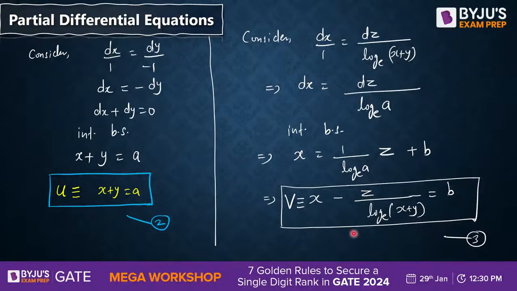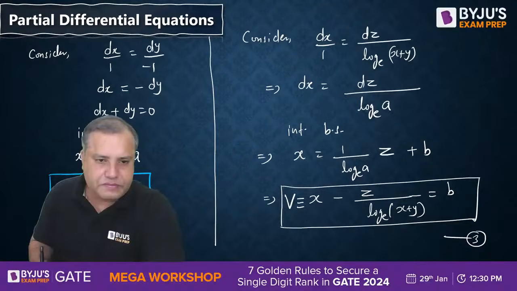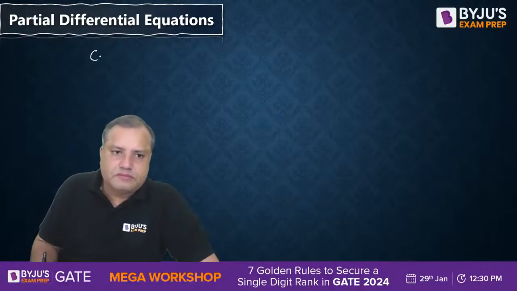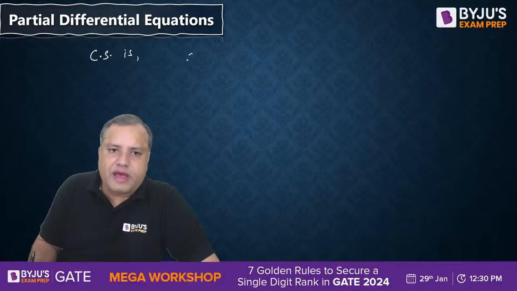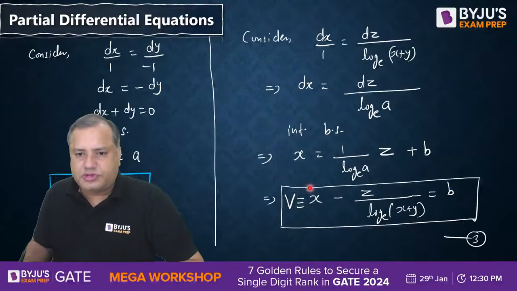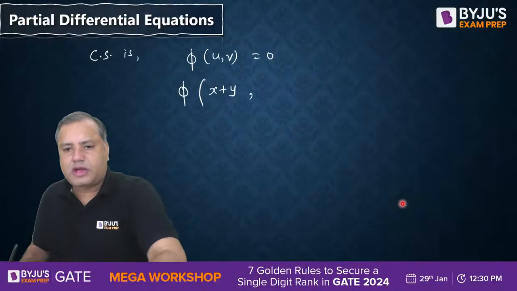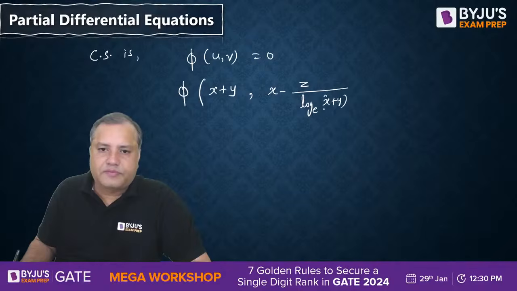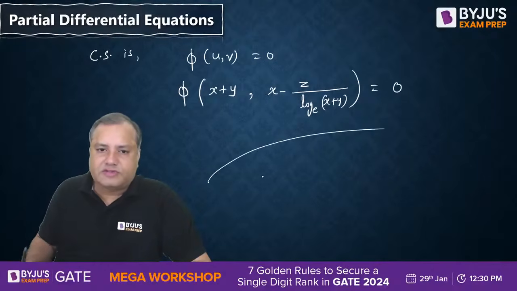Now we will write both solutions together. So students, complete solution is given by phi of u comma v equal to 0. Now what is u? Don't write the constant part, only write the variable part, x plus y. Now what is v? This portion is v, x minus z upon log x plus y. So students, this is the required solution.